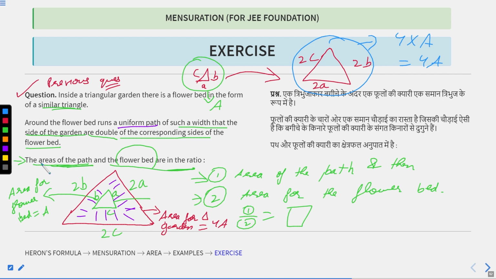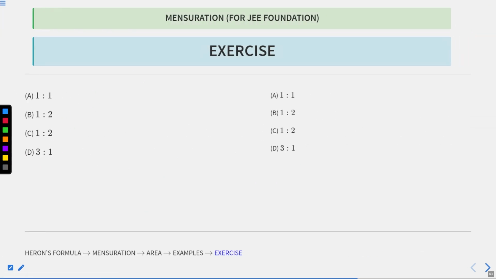We want the ratio of the area of the path to the area of the flower bed, and the area for the flower bed we took is A. So the area for the path is 3A, and 3A by A equals 3, because both A cancel out each other. So 3 by 1, which is a ratio of 3 to 1. So our answer is 3 to 1. Okay, so option D is the correct option.